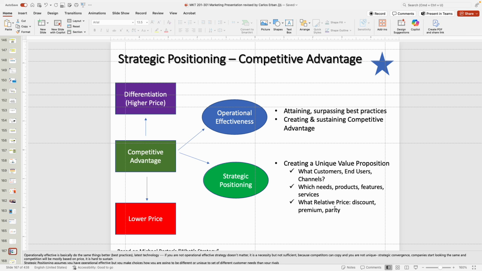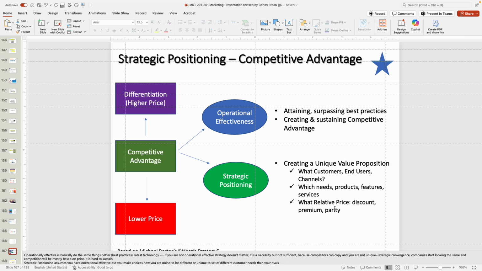Okay, so let's talk more about strategic position. So we already talked about how to do segmentation, the 4 dimensions. We talked about targeting by looking at the assessment of each segment. We talked about differentiated versus undifferentiated versus niche. Now let's talk about strategic position.